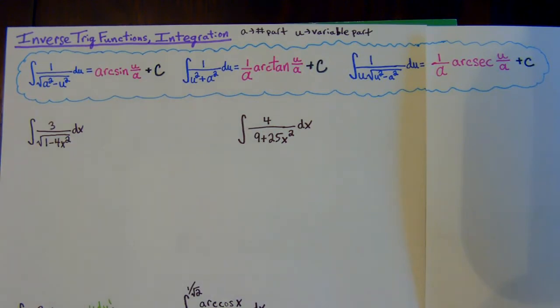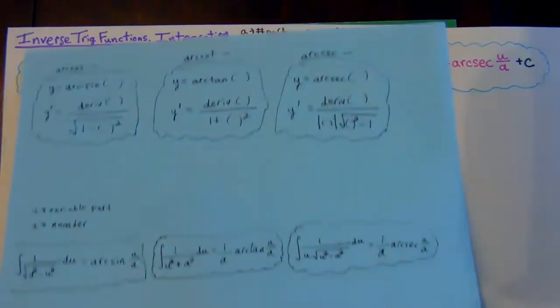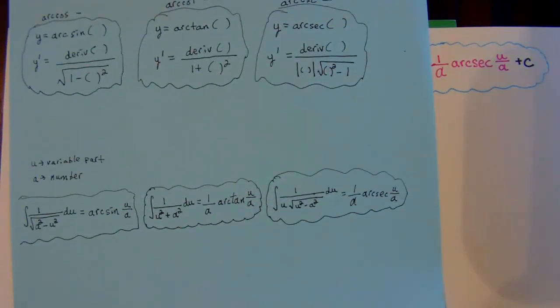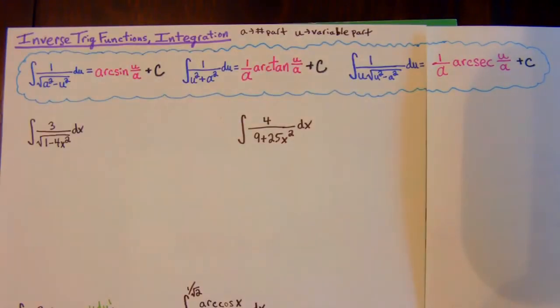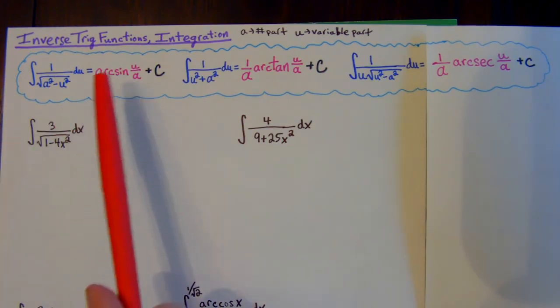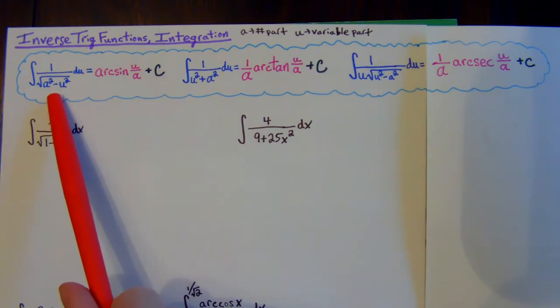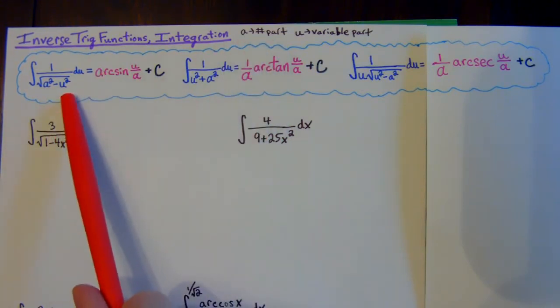Now, these are also on your blue review sheet right here. I've got those three things right there. When we recognize these patterns, I would get those three things jotted in the cloud at the top of our notes. And when we're looking at these patterns, the a is the number part that's being squared. The u is the variable part that's being squared.